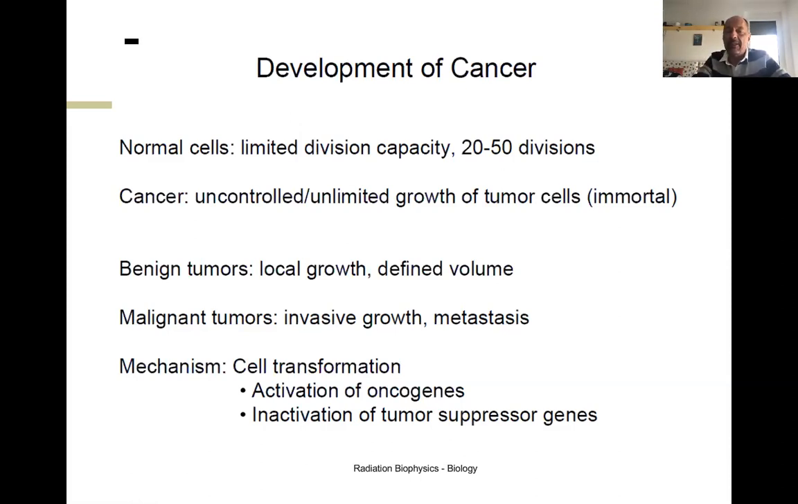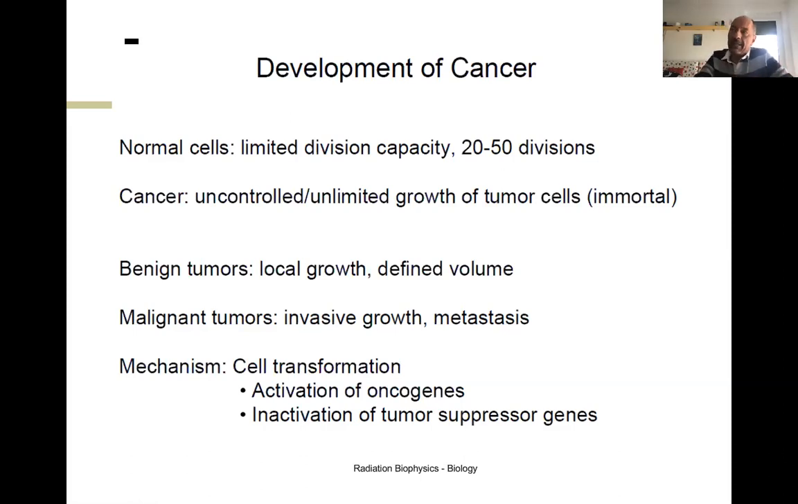Tumors are divided into benign tumors, which are local growth with defined volume. These are not really cancers. These are benign tumors, cysts, not cancers. Malignant tumors are what we call cancers, and they are characterized by invasive growth and very often metastasis. Not always, but very often metastasis.